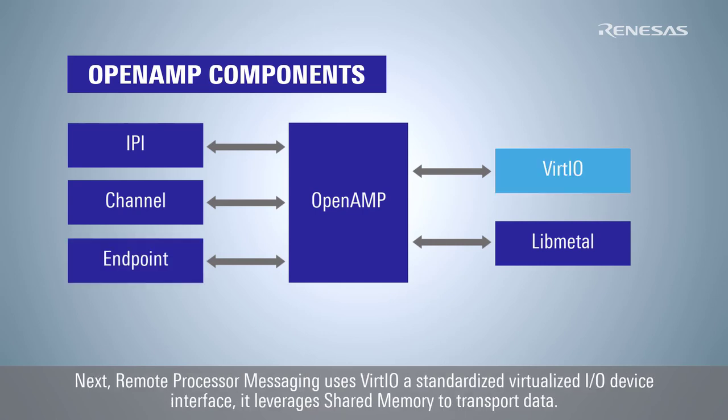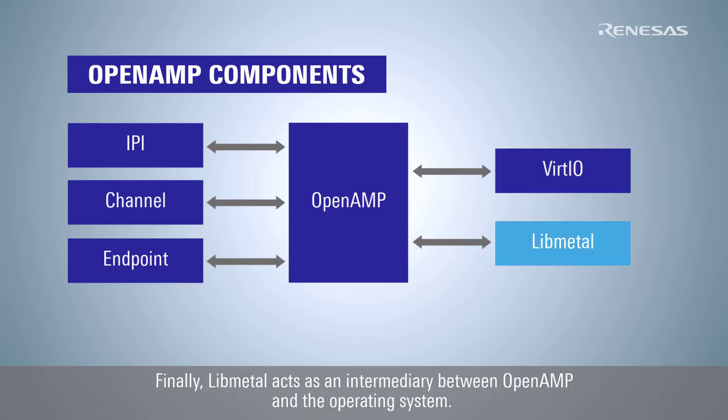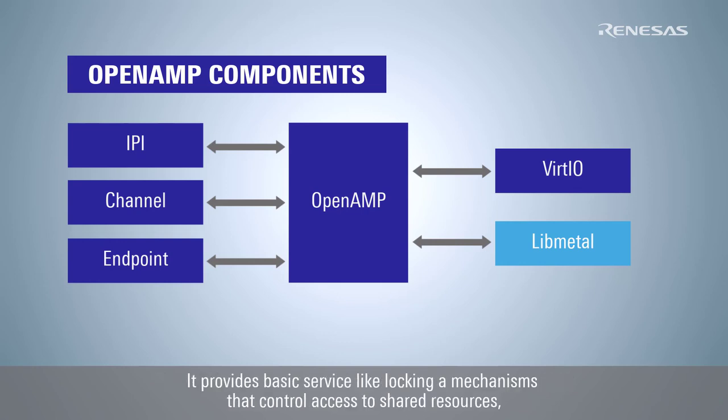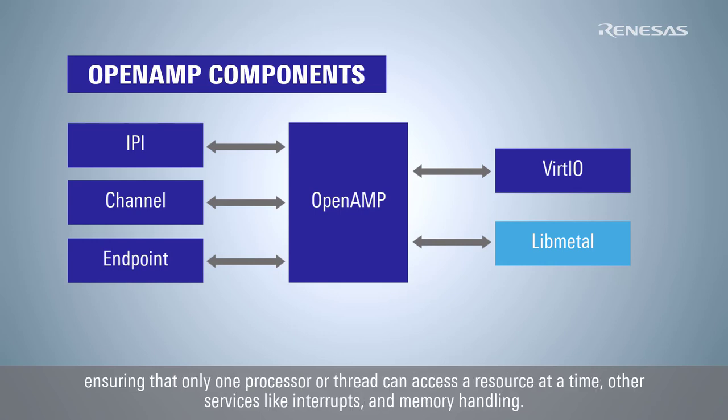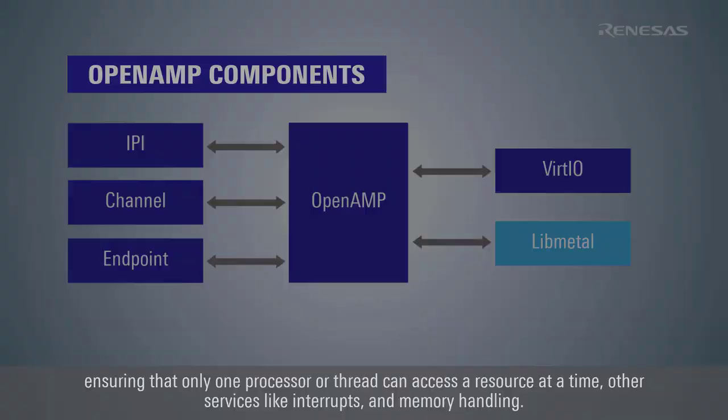Next, remote processor messaging uses VirtIO, a standardized virtualized I/O device interface. It leverages shared memory to transport data. Finally, libmetal acts as an intermediary between OpenAMP and the operating system. It provides basic services like locking, mechanisms that control access to shared resources, ensuring that only one processor or thread can access a resource at a time, and other services like interrupts and memory handling.